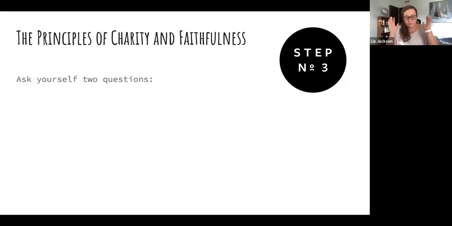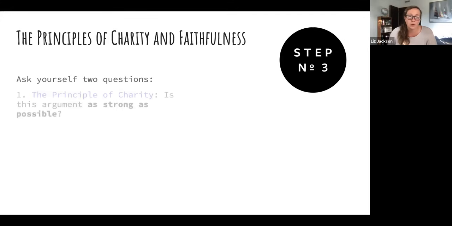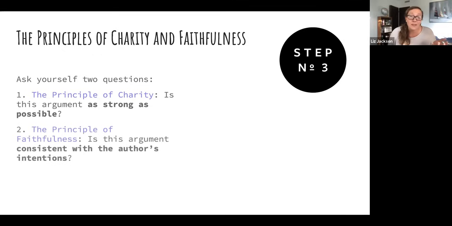So you've determined there's an argument here, you've identified the author's conclusion, and then you've identified the author's premises. So at this point, you hopefully have an argument in standard form. And then I want you to ask yourself 2 questions. So question 1, is this argument as strong as possible? Is it valid? Are the premises true, reasonable to believe, or even known? And then ask yourself, okay, is this argument consistent with the author's intentions? Is this argument consistent with the context, the other things the author says? Do you think I've faithfully represented what the author is trying to communicate?